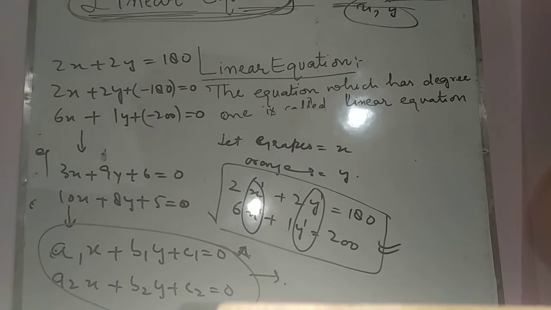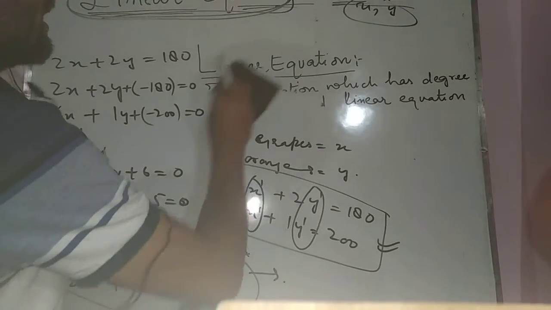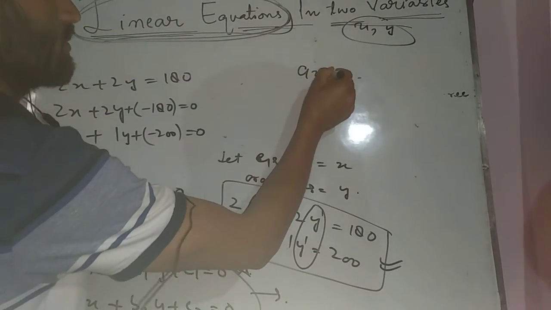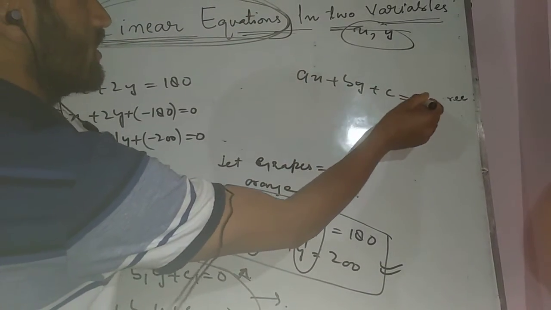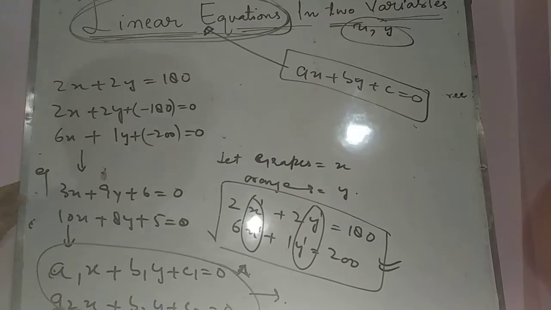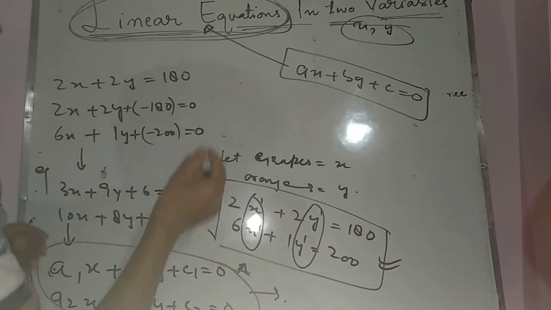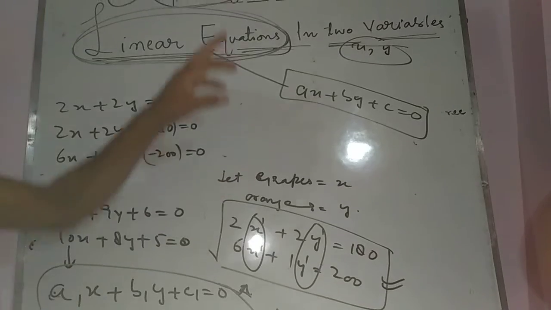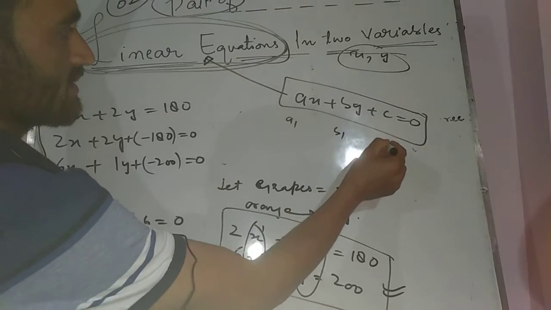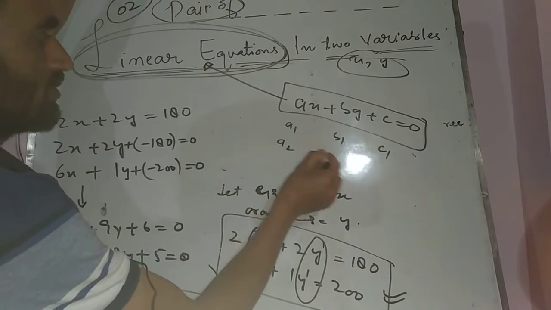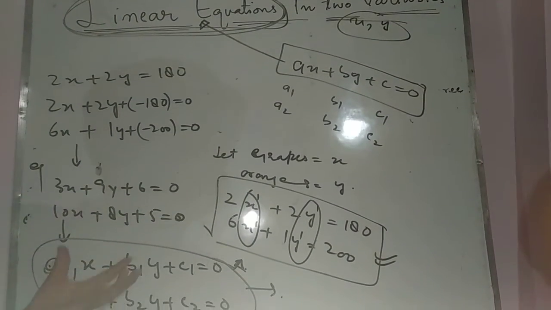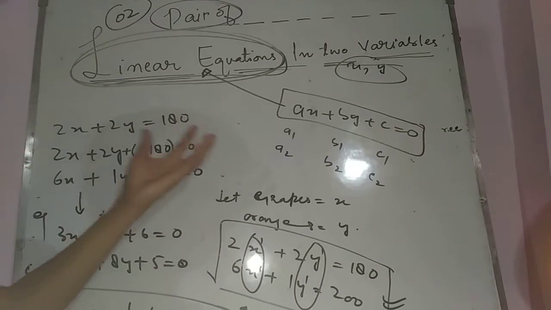The general linear equation in two variables is ax plus by plus c is equal to 0, and I represent the variables as x and y. For a pair, you take a1, b1, c1 for the first equation, and for the second one you take a2, b2 and c2. These two become the standard form, or the general form, of the pair of linear equations in two variables.